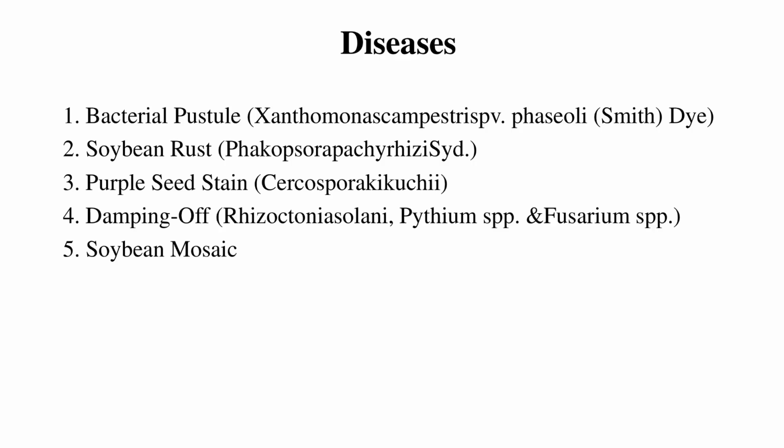We have 5 diseases of soybean. Number 1, bacterial pustule. Second, soybean rust, purple seed stain, damping off, and lastly, soybean mosaic.